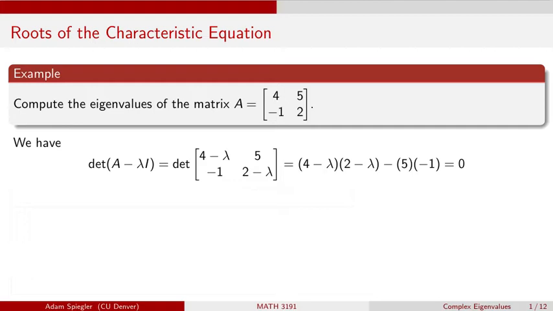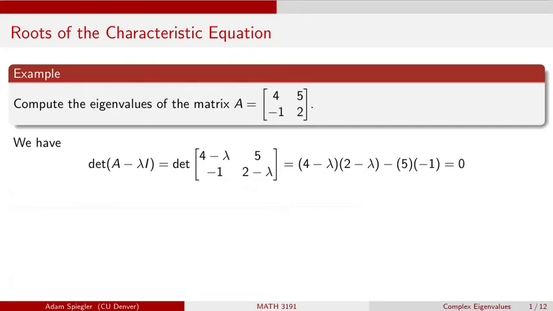One way to identify these eigenvalues is to identify values of lambda that make the determinant of the matrix A minus lambda I equal to 0. The matrix A minus lambda I is what we get when we subtract lambda from the diagonal entries, and nothing happens to the off-diagonal entries. So we want to calculate the determinant of the matrix whose first column is 4 minus lambda and minus 1, and the second column is 5, and then 2 minus lambda.